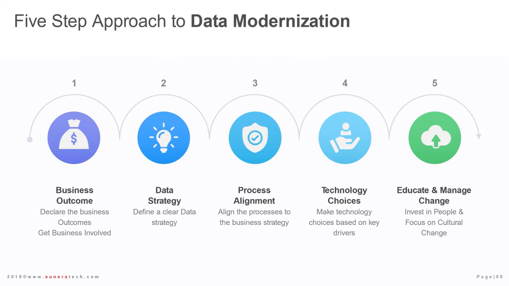Okay, so coming to the process alignment. This process alignment is nothing but how do you automate all your data management processes? It is very important that you are aligning these processes to your business strategy as well as business processes. Do you want to add anything, Vijay, on the process alignment?